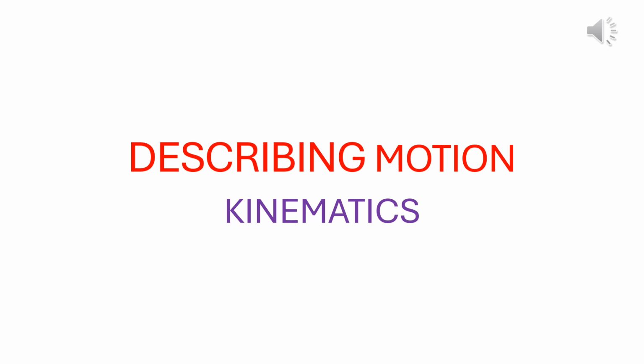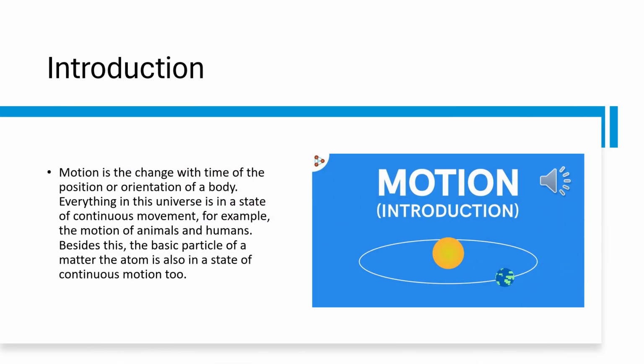Today we are going to learn about describing motion from kinematics. Introduction of describing motion. Motion is the change with time of the position or orientation of a body. Everything in this universe is in a state of continuous movement, for example, the motion of animals and humans. Besides this, the basic particle of matter, the atom, is also in a state of continuous motion.